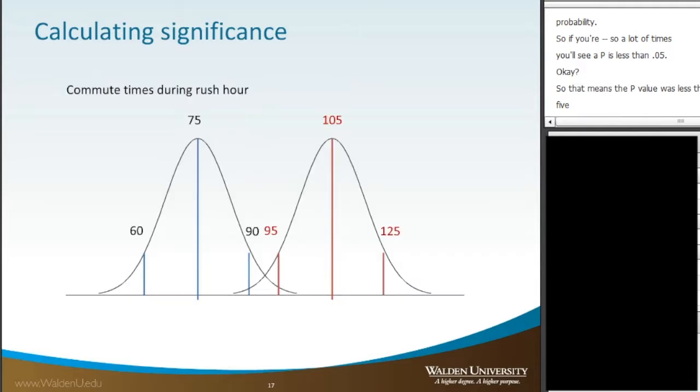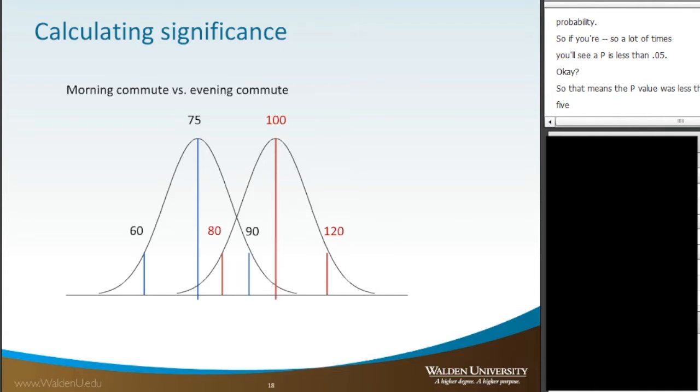Now I'm going to do a test of difference. So the blue bell-shaped curve on the left with the blue lines, that's my normal commute time, and it's 75 plus or minus 15. If I commute during rush hour, it goes up to 105 minutes. And as you can see, there's very little overlap between those two curves. So if I were to run this as a p-value, comparing the 75 to the 105, or if I was looking at the confidence intervals, I would conclude that the chance of these two groups being the same is less than 0.05, and I would reject my null hypothesis.